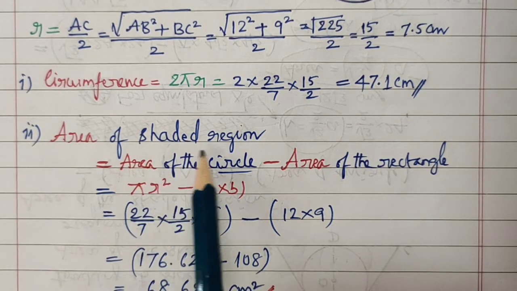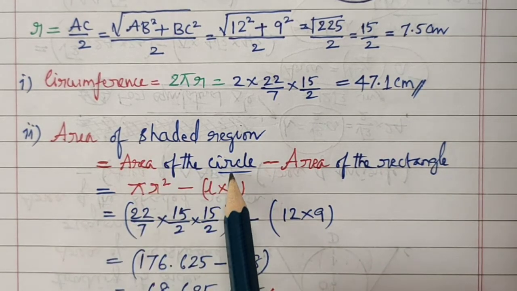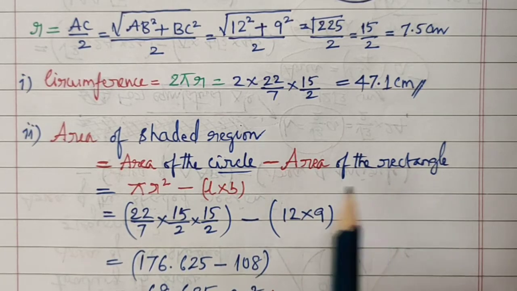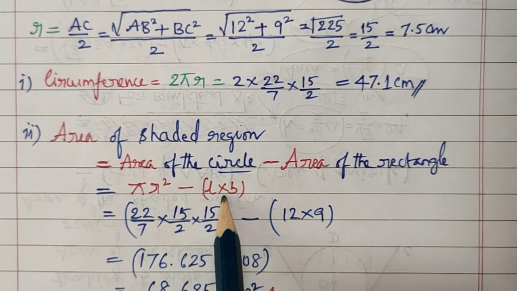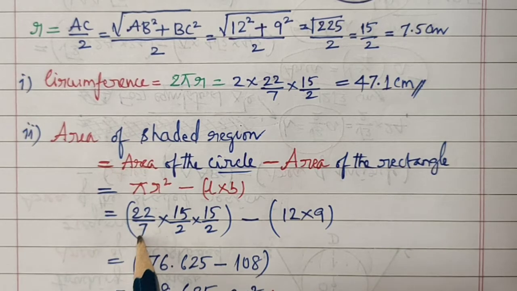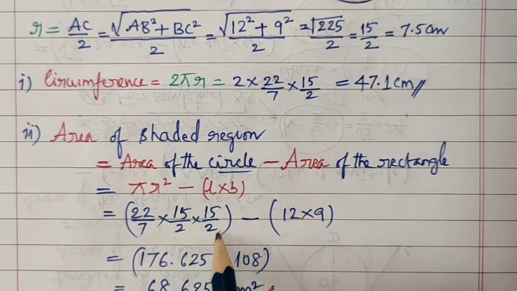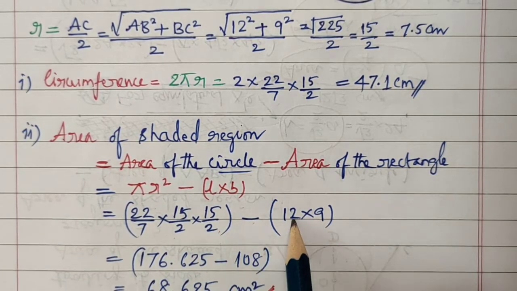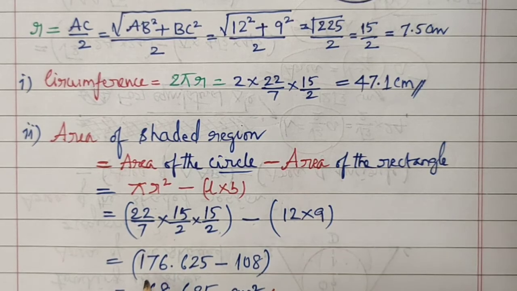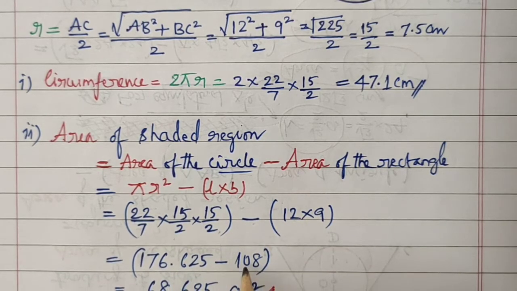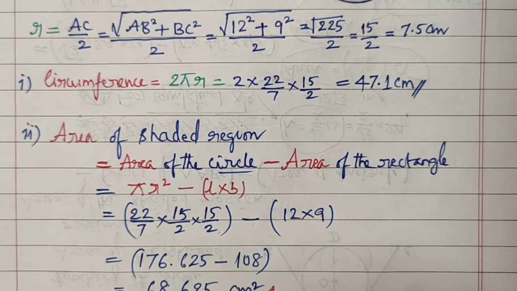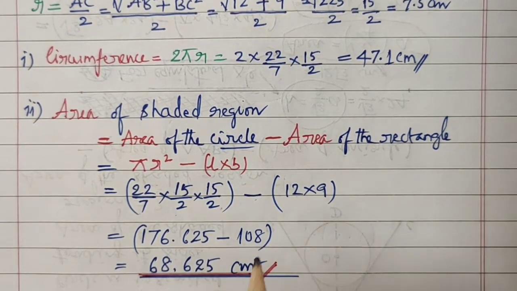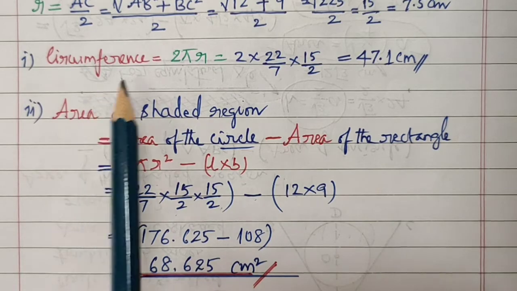The area of the shaded portion is equal to the area of the circle minus the area of the rectangle, pi r square minus length into breadth. Pi is 22 by 7, r is 15 by 2 into 15 by 2, minus 12 into 9, that will give 176.625 minus 108. Then the area of this shaded area is 68.625. So circumference is 2 pi r.